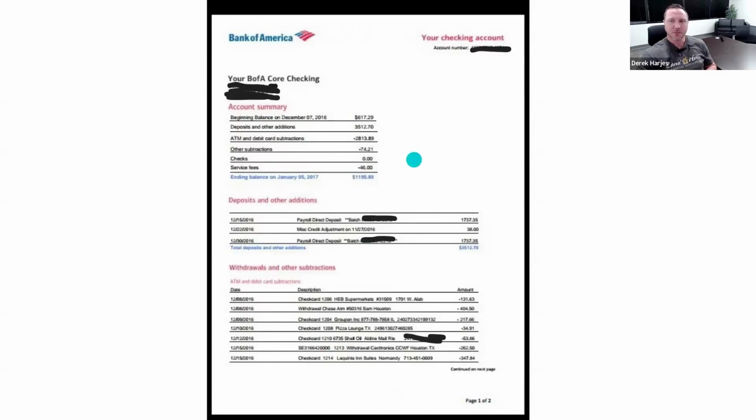So this is a good example of a bank statement. Now, when you send them to me, they cannot be redacted. I'm obviously doing this for privacy purposes, okay? So you cannot redact it, but I need all the pages.